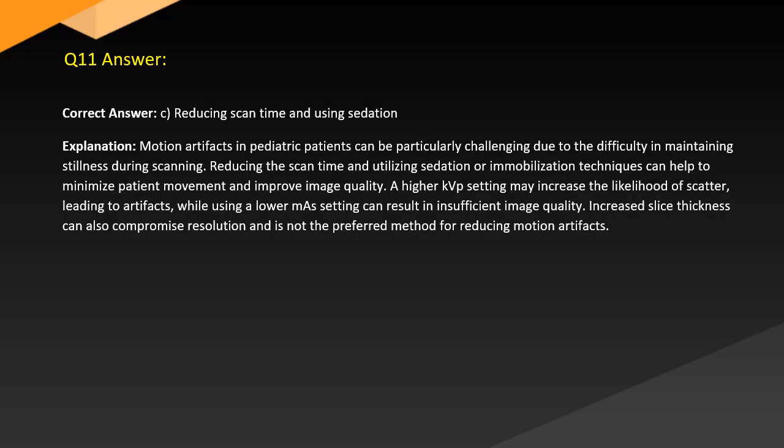Answer. Correct answer: C. Reducing scan time and using sedation. Explanation. Motion artifacts in pediatric patients can be particularly challenging due to the difficulty in maintaining stillness during scanning. Reducing the scan time and utilizing sedation or immobilization techniques can help to minimize patient movement and improve image quality. A higher kVp setting may increase the likelihood of scatter, leading to artifacts, while using a lower mAs setting can result in insufficient image quality. Increased slice thickness can also compromise resolution and is not the preferred method for reducing motion artifacts.